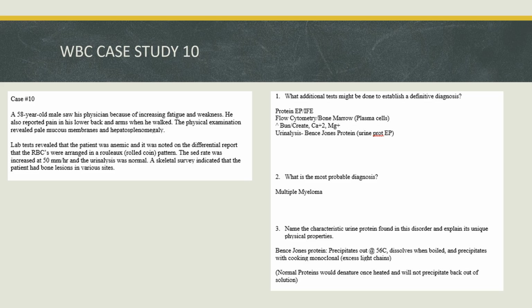So again, depending on these results, I would think that the most probable diagnosis based on the information that we have could possibly be multiple myeloma. But really the only way to know that is if we do a bone marrow and look for plasma cells and do flow cytometry. That's going to be really the gold standard.